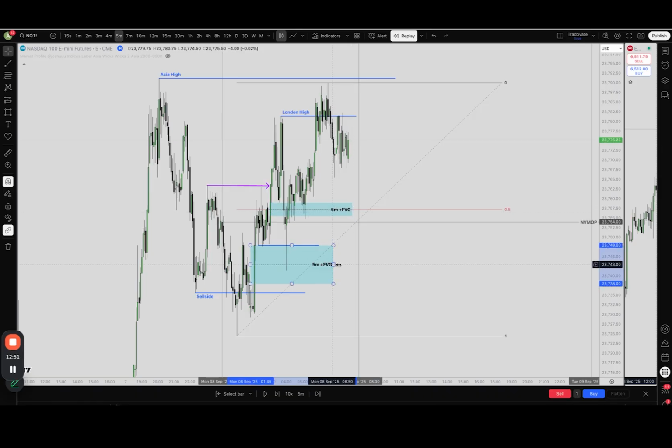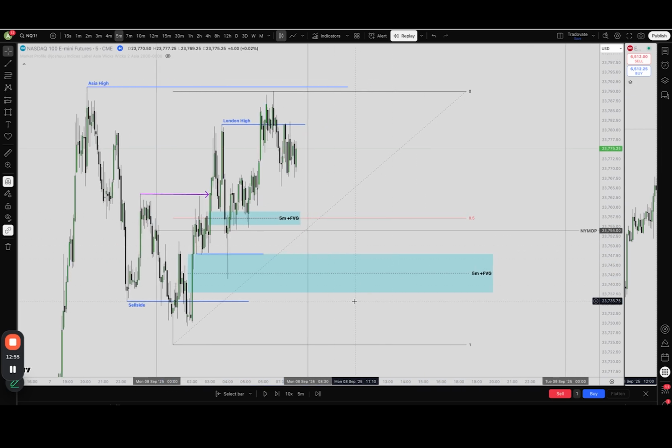Okay, but we still have this fair value gap right here as well. And I would prefer for us to trade into this fair value gap, but because this wick right here took out the sell side liquidity, this now becomes a protected low similar to this one. So I don't want to see this wick violated. The low of this wick needs to stay intact if we're actually going to push up higher. So let's just play price right here.